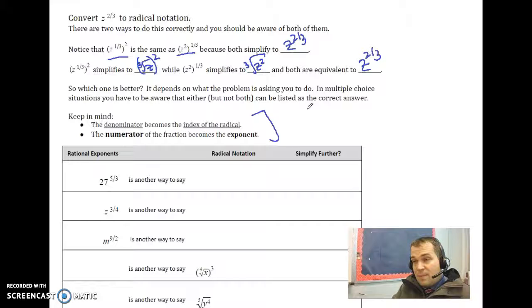So if the question simply is rewrite this with radical notation, I don't really care which one of these two things you pick. It matters when you have to go further. There's this other rule in math that says if you can simplify things, you should. And depending on how your brain breaks things down, you may want this version or this version.